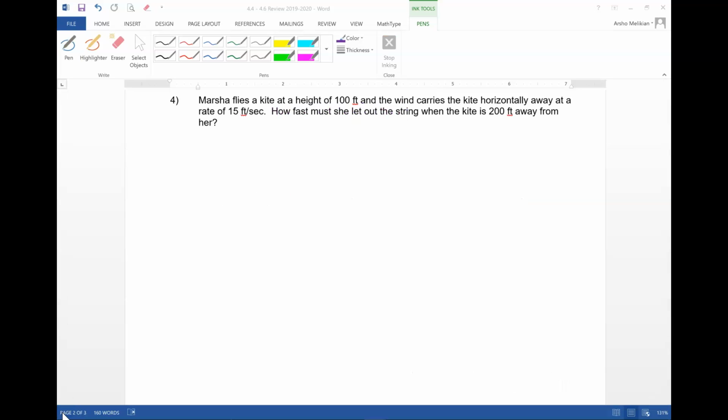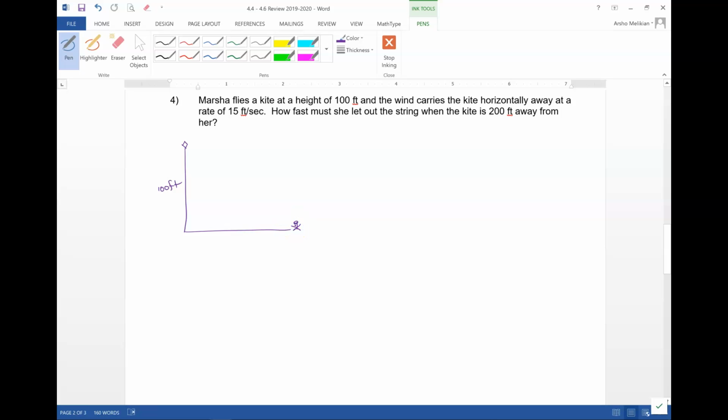So Marsha flies a kite at a height of 100 feet, and the wind carries the kite horizontally away at a rate of 15 feet per second. How fast must she let out the string when the kite is 200 feet away from her? Okay, so basically, here's the kite, and it's 100 feet above the ground. Okay, and here's this person standing here.